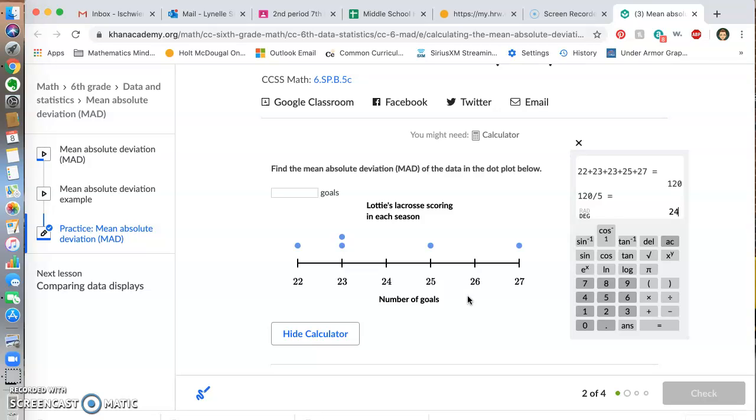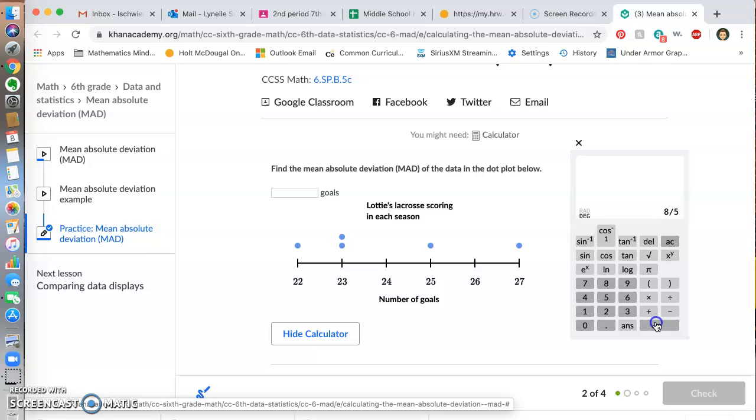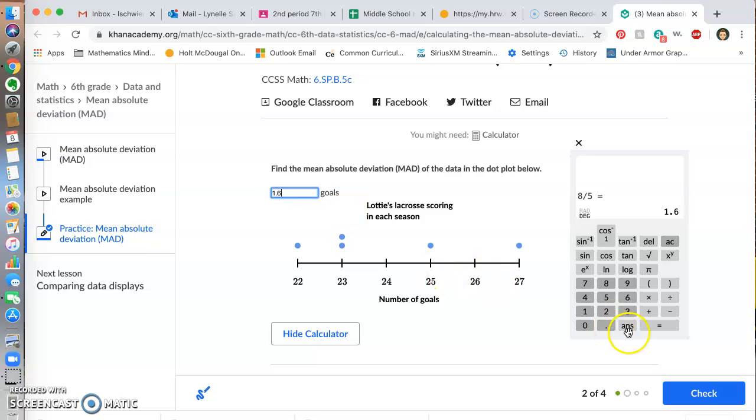divided by 5 numbers. So 8 divided by 5 numbers. 8 is the sum that I got when I added up the numbers I got when I subtracted. And my MAD, my mean absolute deviation, should be 1.6. I hope I get this right or I'll be embarrassed. All right, there it is.